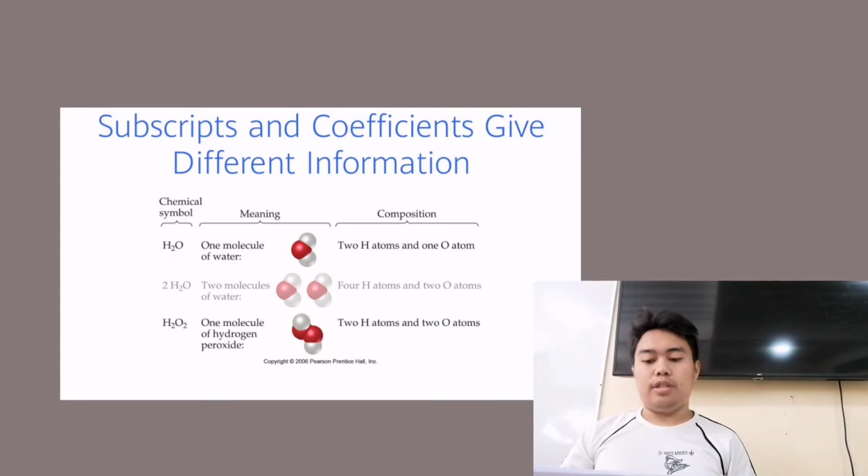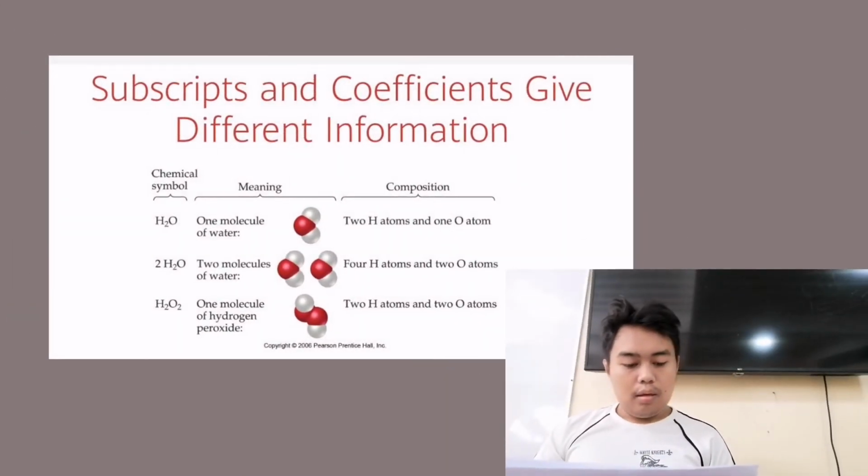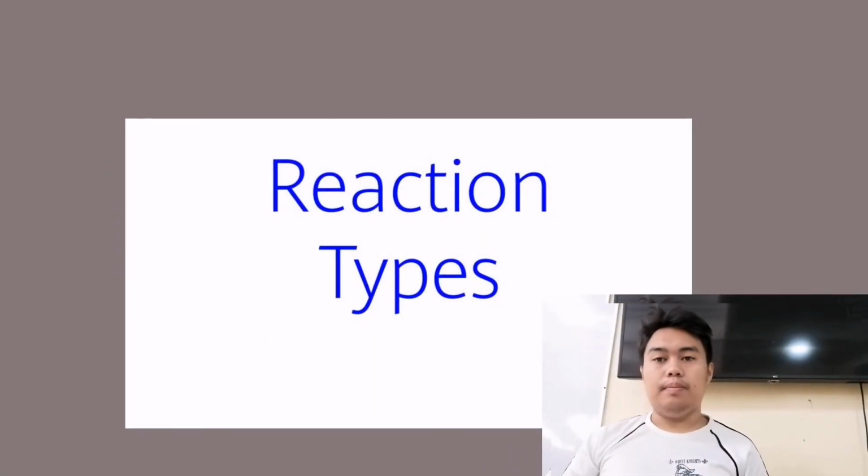Subscripts and coefficients give different information. Subscripts tell us the number of atoms of each element in molecules. Coefficients tell us the number of molecules or compounds. Reaction types.